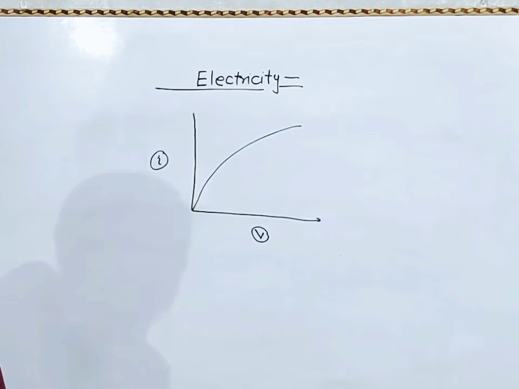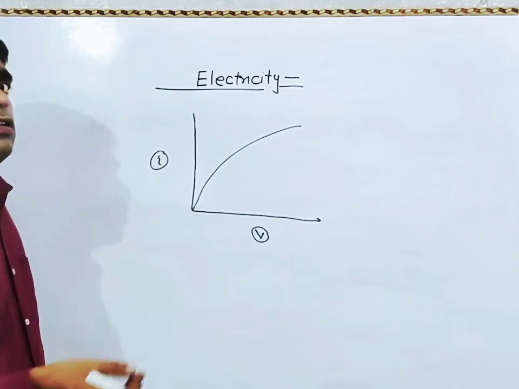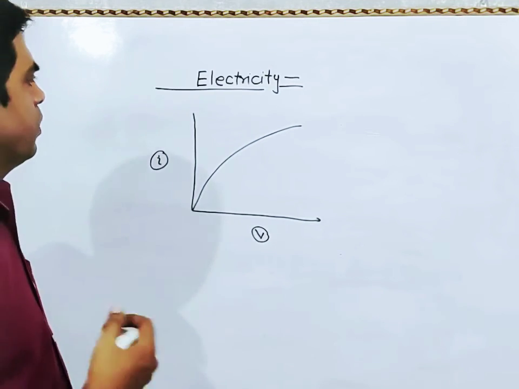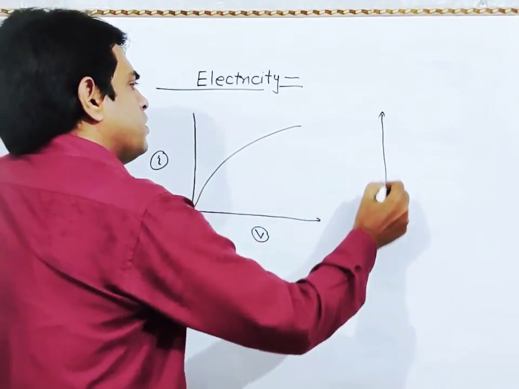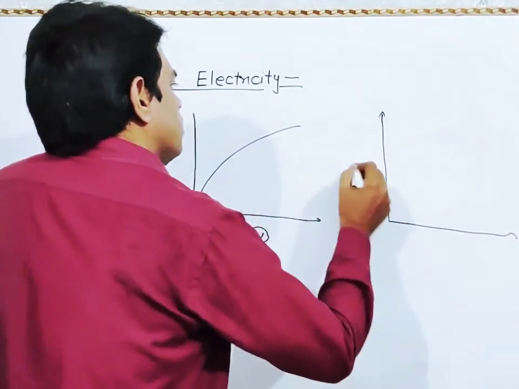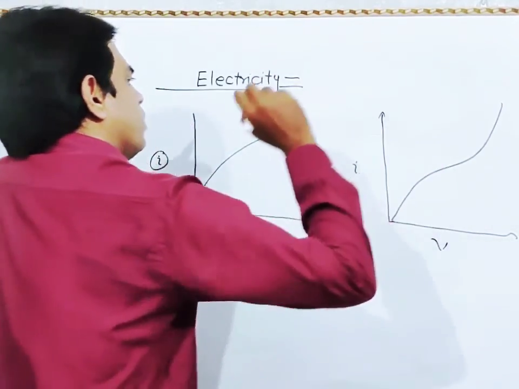So any conductor or any substance that does not follow Ohm's law is considered a non-ohmic element, and it shows the variation of current and voltage in curve form. तो वो क्या देते हैं, एक तरह का कर्व फॉर्म में देते हैं.